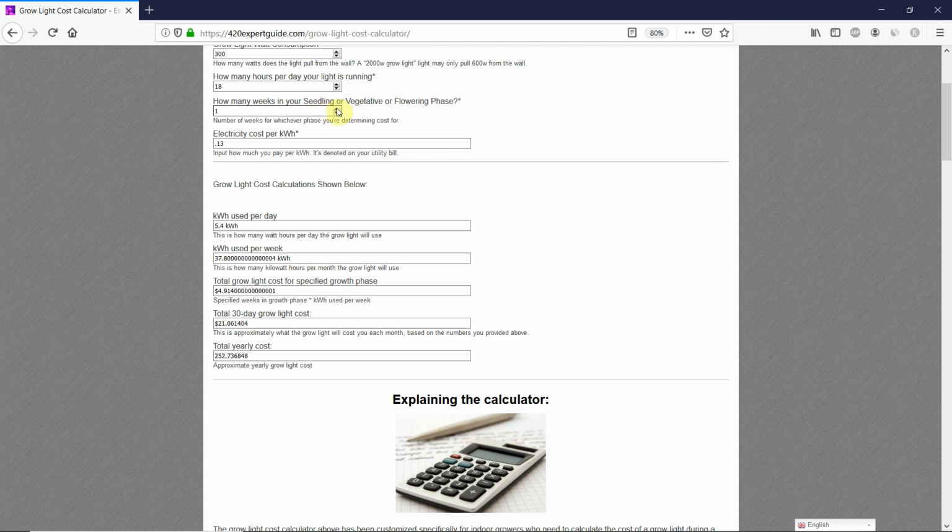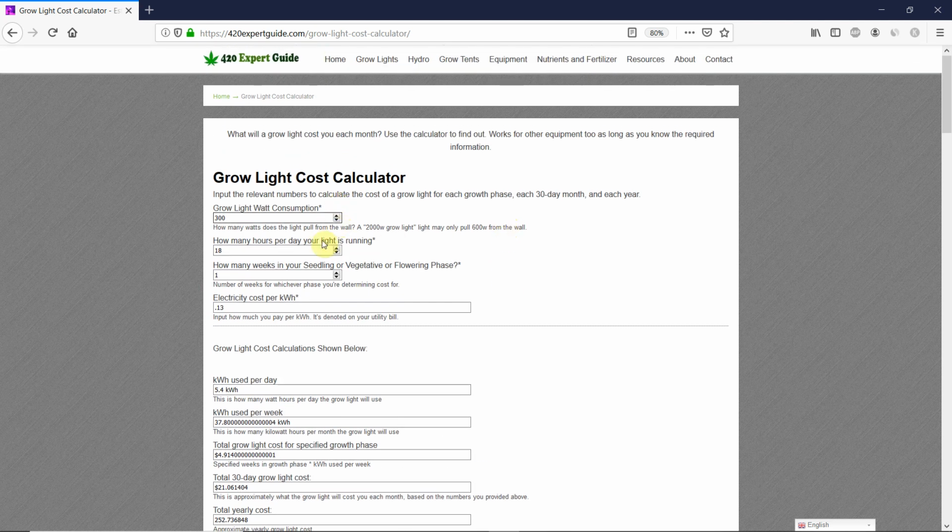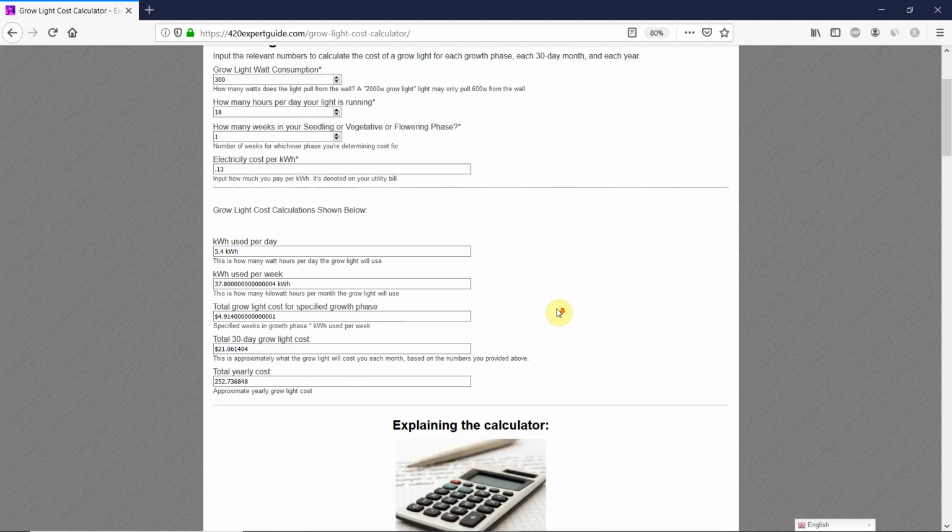Now, if you're doing 2 weeks of seedling, you can change the number up here to 2, and you see the total cost is adjusted down here, $9.82. Okay, so now write down this number, $4.91, because we're going to reset the grow light cost calculator now for the next phase of growth.